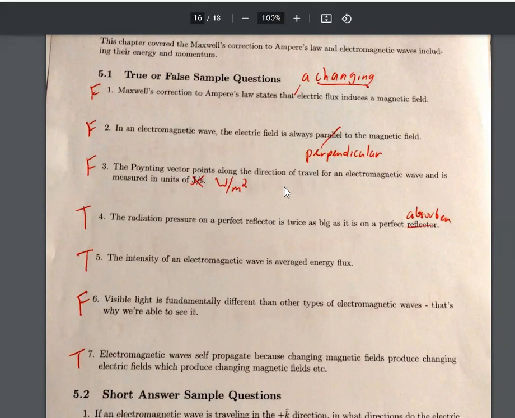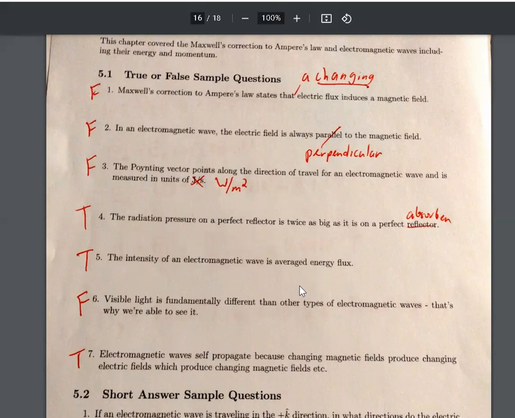You can think about this: if something is absorbing light, it gets all of the momentum that the light has, but if it reflects it, it gets that momentum twice, right? Once when the light hits it, and once more when it reflects it back. All right, the intensity of an electromagnetic wave is the averaged energy flux. That's true. So the intensity is the average of the magnitude of the Poynting vector.